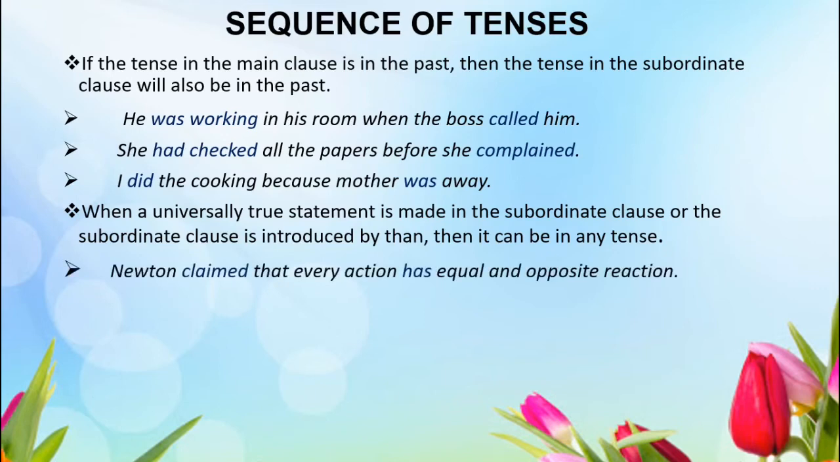For example, Newton claimed that every action has equal and opposite reaction. So Newton claimed in the past. But this is a universal truth that every action has equal and opposite reaction. So here it is in the present tense. He was much cleverer than she is or was. Here also we can use anything, we can use is, and we can even use was.